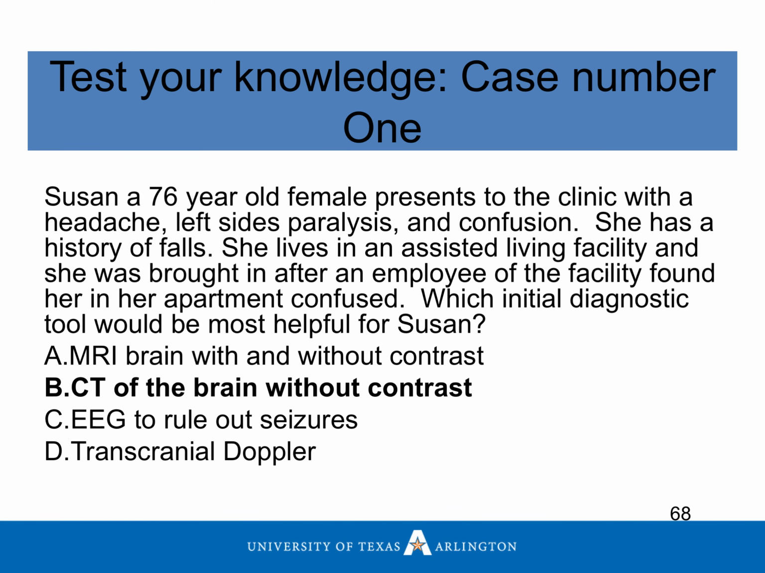And so we do want to do a CT of the brain first to make sure that she does not have a hemorrhagic event. And especially with her history of falls, because it might not be a hemorrhagic event, but she may have a subdural hematoma or something along those lines, or she could have had still an ischemic event. So we definitely want to go ahead and get a CT of the brain in her situation.